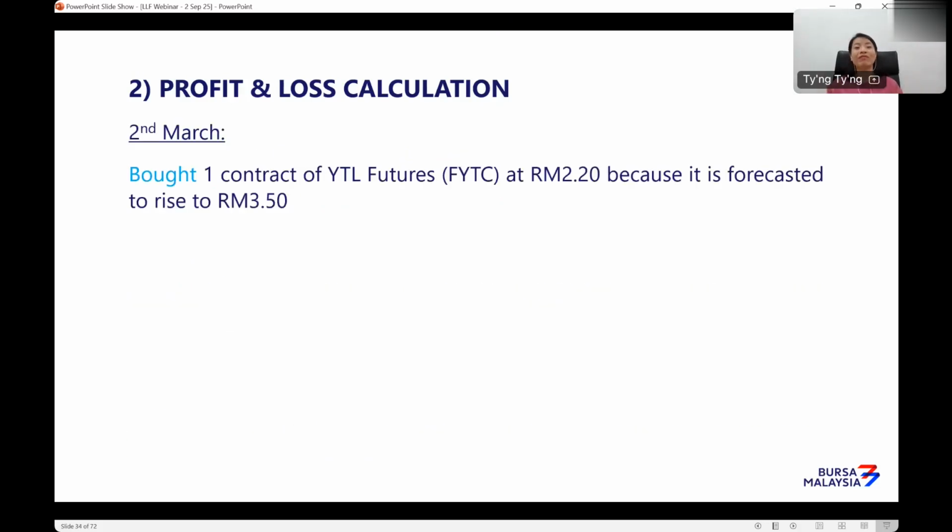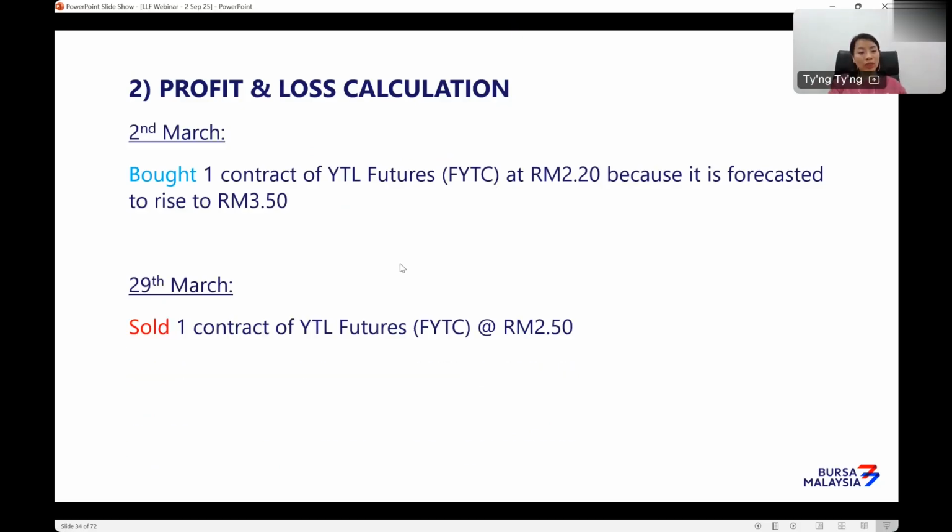Now, let me check with you one very simple question. Let's say on 2nd of March, you bought one contract of YTL futures at $2.20 because it is forecasted to rise to $3.50. On 29th of March, you sold one contract of YTL futures at $2.50. Can you please let me know, is it a profit or a loss, and how much? Still remember just now when you buy one futures contract, the contract size is representing how many stocks? 100 stocks. So please calculate for me, is it a profit or a loss, and how much?